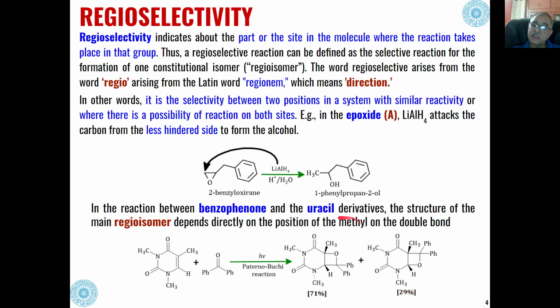So we can see that the formation of this isomer is almost 2.5 times more than this isomer. So this again is an example of a regioselective reaction where one of the isomers is formed in more amount in comparison to the other.